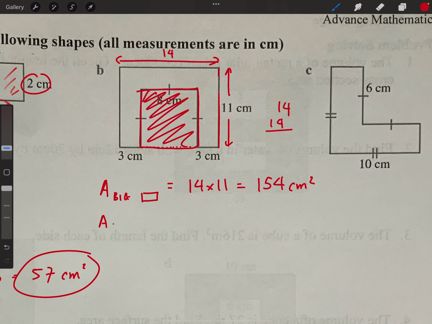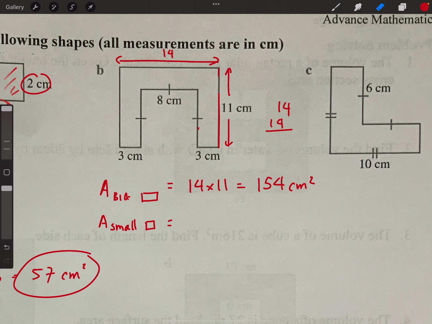Okay, so area of the small square, and that's going to be what? It's going to be 8 times 8. How do I know this is 8? Well, it's got a dash and that has a dash, so therefore the lengths are equal. So 8 times 8, which equals 64.